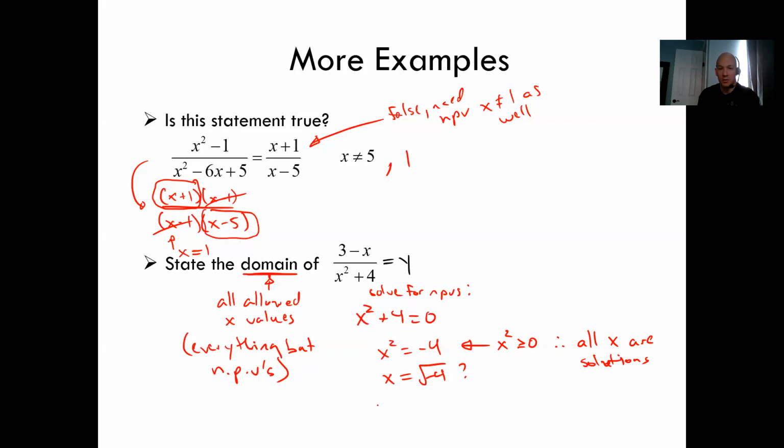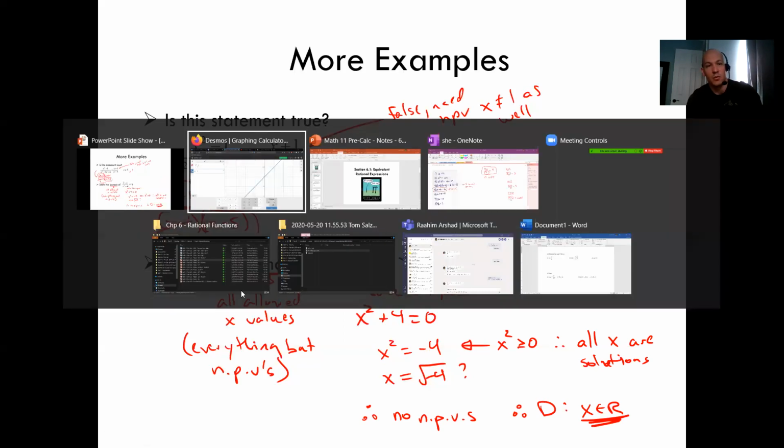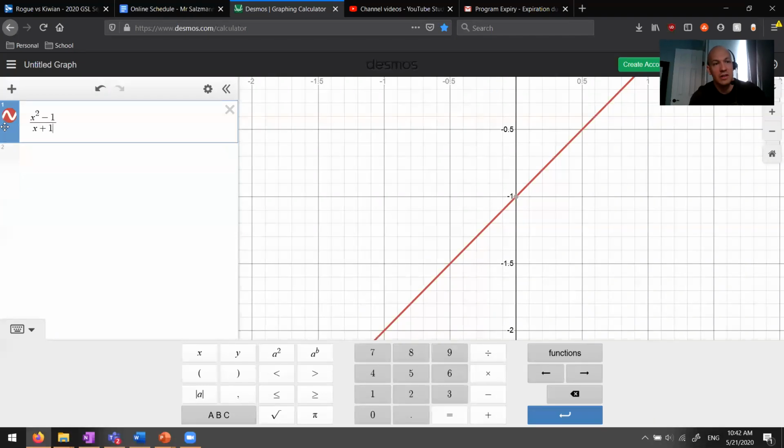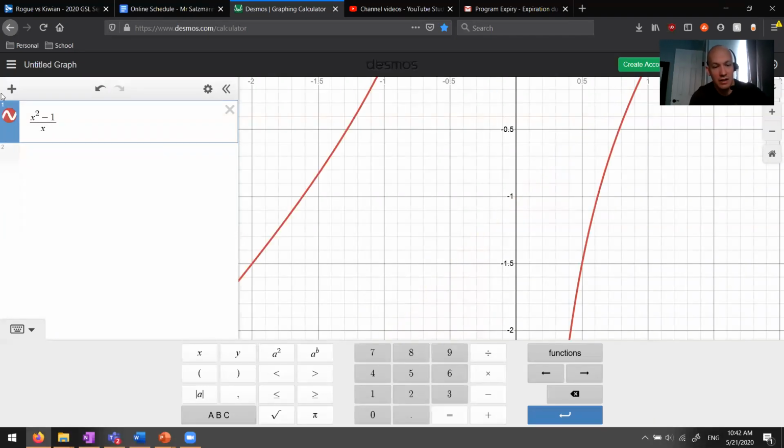So what are my non-permissible values? Therefore, there are no non-permissible values. Therefore, the domain is all real numbers. There is no value of x that messes this up. There is no value of x that when I graph this, I get a hole in my graph or some other weird problem. And if we want, we could just jump to Desmos and actually see it, because I think it's always satisfying to see.